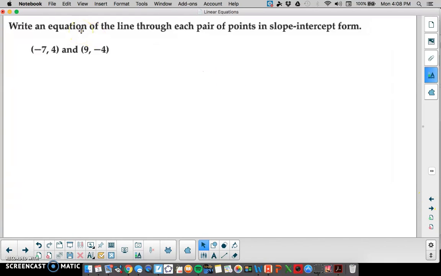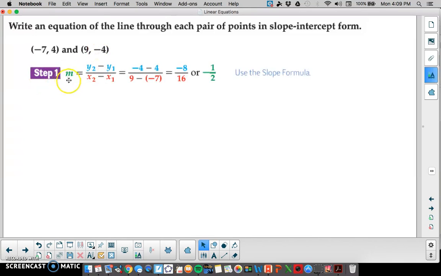Write an equation of the line through each pair of points. So again, we're given (-7, 4) and (9, -4). We need to find the slope first. So plugging into the slope formula, we get -4 minus 4 over 9 minus -7. So we get -8 over 16, which is -1/2.